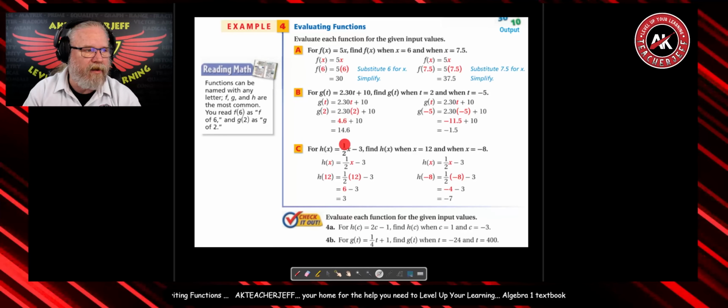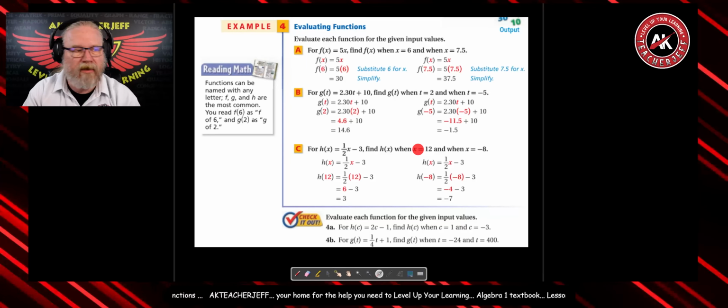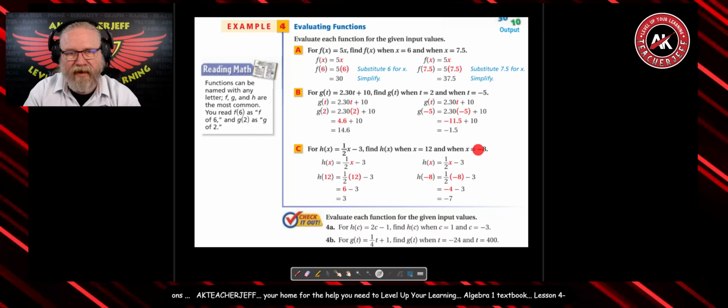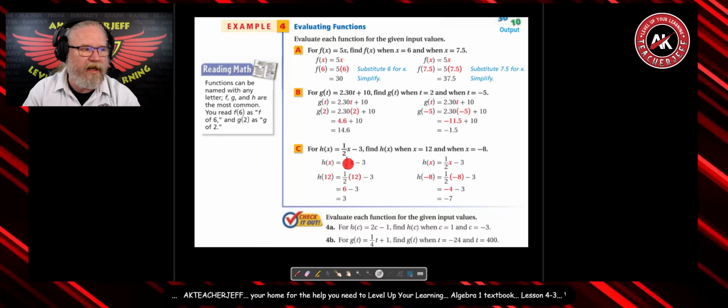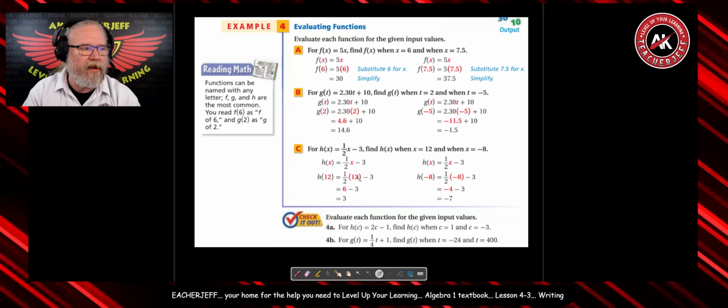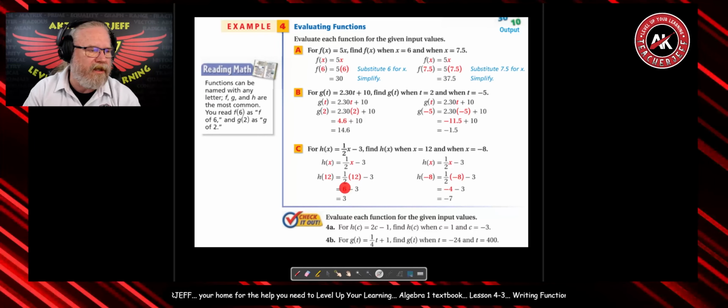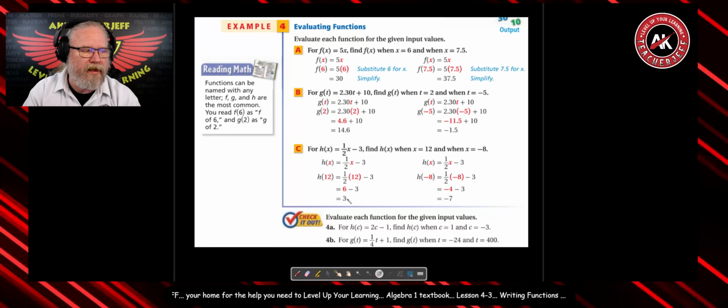For h of x equals 1 half x minus 3, find the h of x when x equals 12 or when x equals negative 8. So h of x equals 1 half x minus 3. So what is h of 12? Well, substitute 12 in for the x. Do the math. 1 half of 12 is 6. 6 minus 3 is 3.